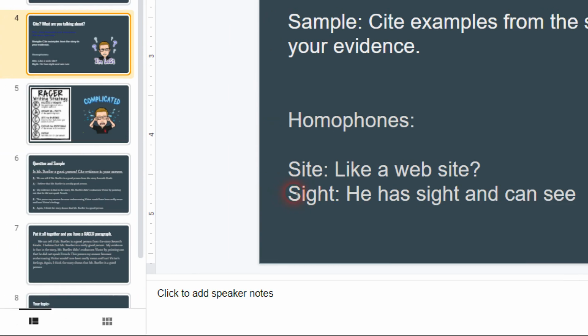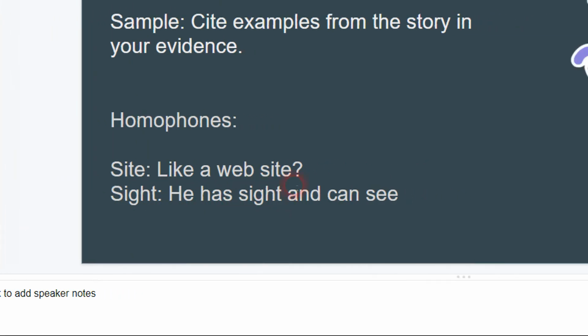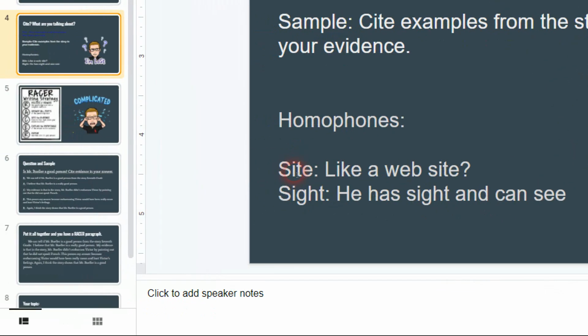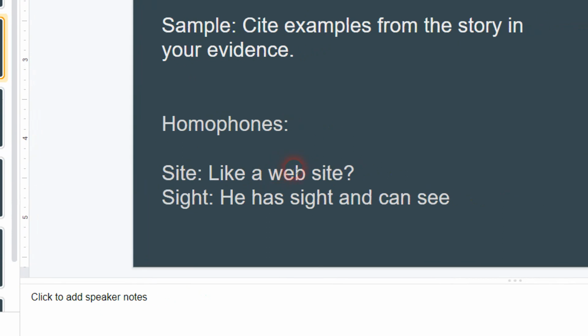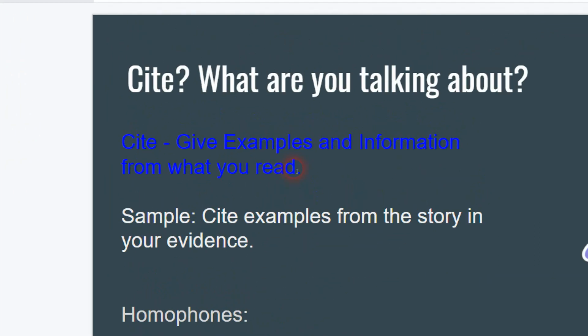One is sight, S-I-G-H-T. He has sight and he can see, or she can see. Cite, S-I-T-E, is like a website. And the one that we're going to use is right up here. C-I-T-E, to give examples and information from what you have read. I'll give you a sample sentence. Cite examples from the story in your evidence.